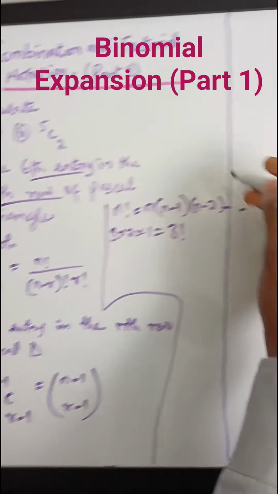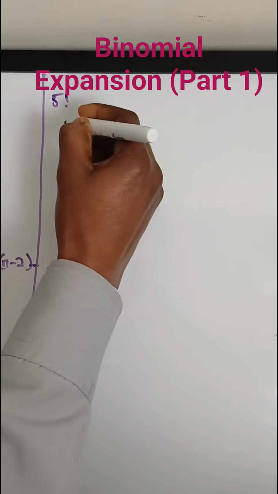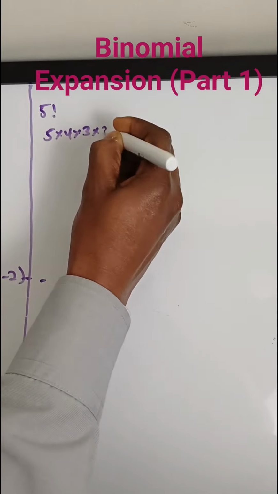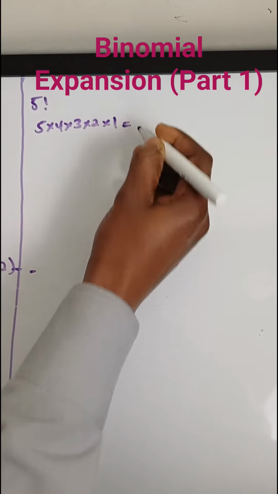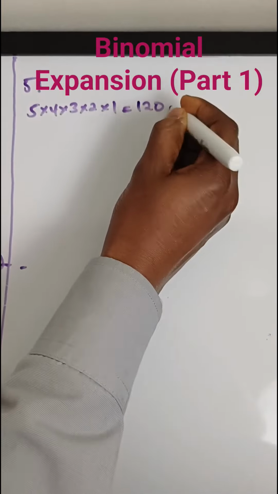The first one, the 5 factorial. 5 factorial is 5 times 4 times 3 times 2 times 1. So if you do all this, that will be 120.